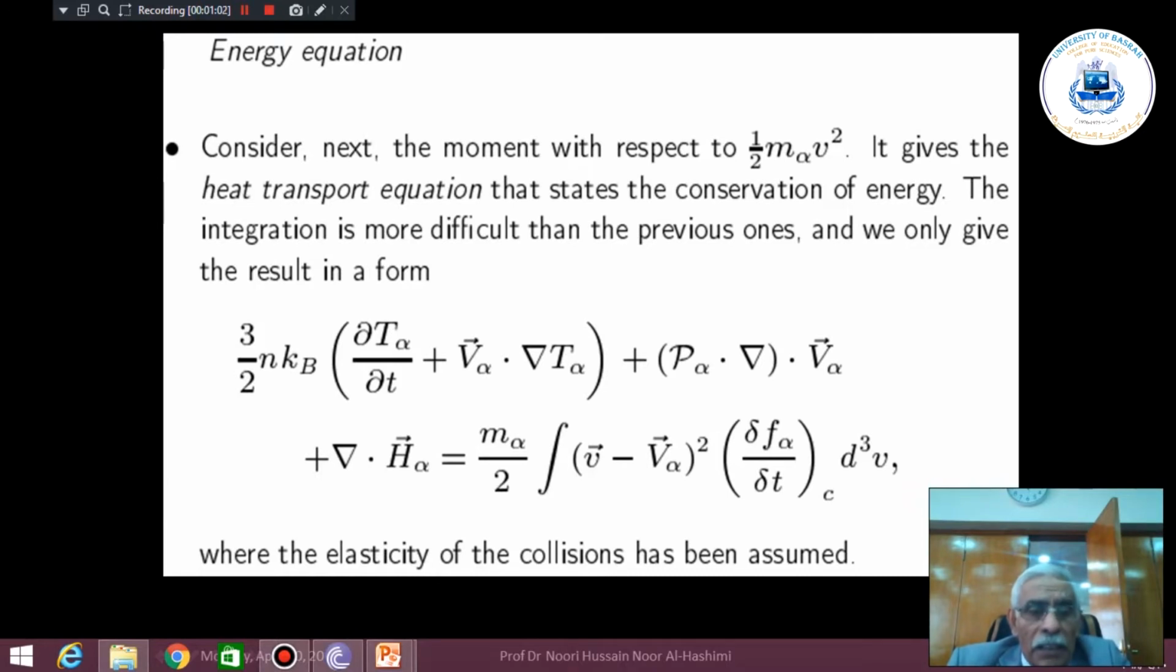three over 2 n k sub B between brackets partial T sub alpha over partial t plus v sub alpha dot del T sub alpha plus P sub alpha dot del dot v sub alpha vector plus del dot h sub alpha equal to m sub alpha over 2 integration v minus v sub alpha square delta f sub alpha over delta t sub c d cubic v, where the elasticity of the collision has been assumed.